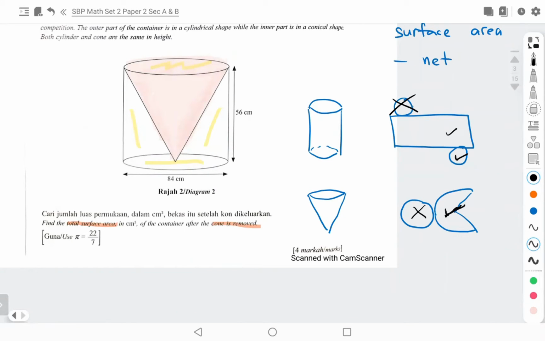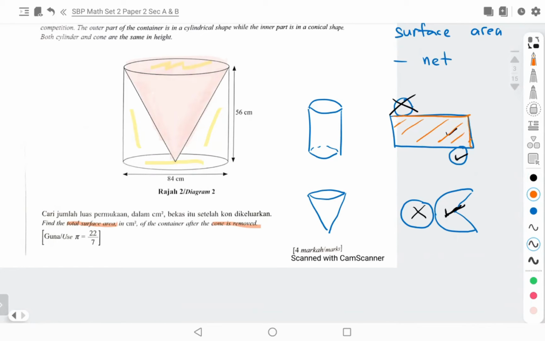Got it? The idea would be like, the baju is taken out already, but your body is still there. So you still have to calculate. Okay, so we start from the rectangular shape first. Area of the rectangle, length times width, which is the height.